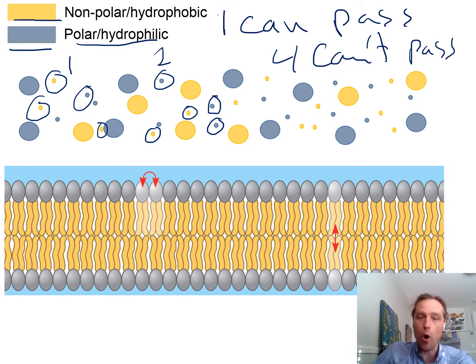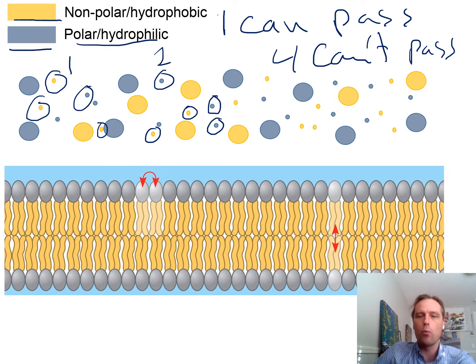Example, water. Water is a small polar hydrophilic molecule. And if you're out in really dry, cold weather for a long time, or dry, hot weather, your skin will slowly dehydrate because water can get out of it. I'm ignoring sweating for the sake of this example.